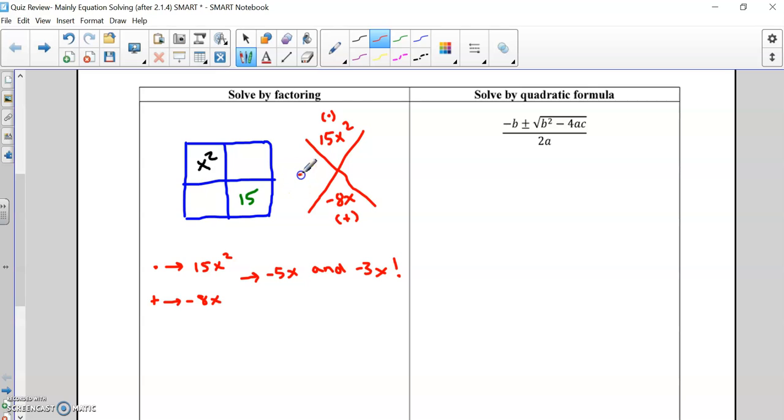Okay, so if we did negative 5x and negative 3x, and test them out, negative 5 times negative 3 is 15, and negative 5 plus negative 3 is negative 8. That is how you know that you are good to go.